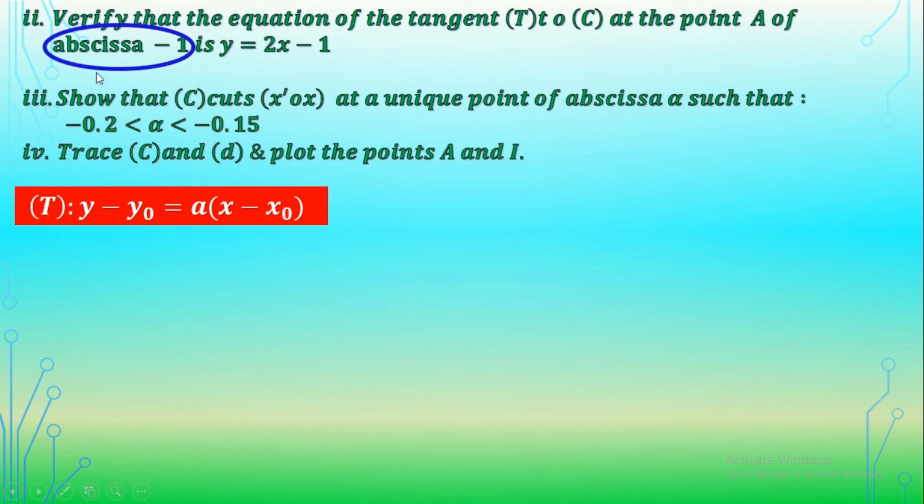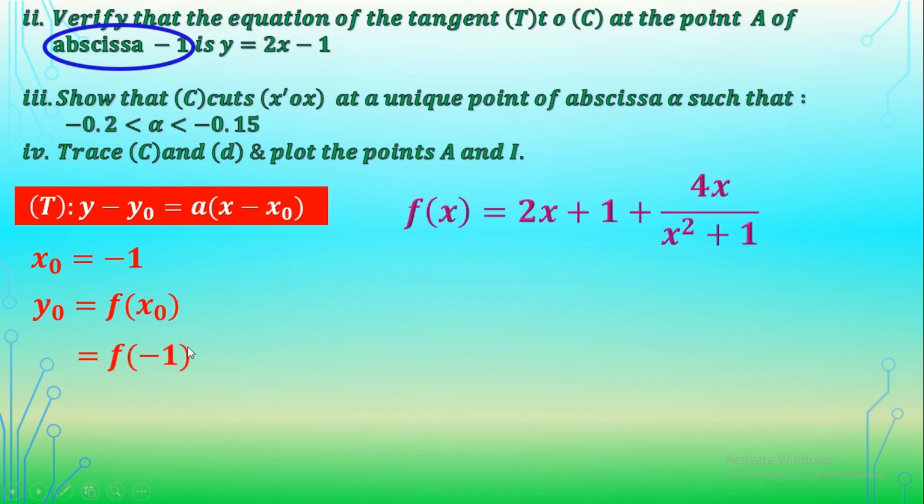Well, the abscissa x0 is given, minus 1. What about y0? y is f of x, then y0 is f of x0, so it's f of minus 1. We have been given f of x. If we replace x by minus 1, we get f of minus 1 equals minus 3.